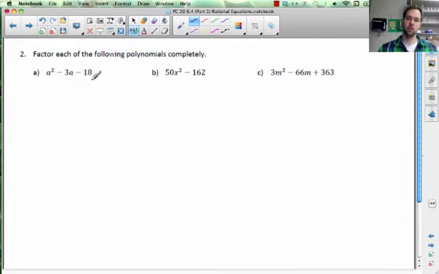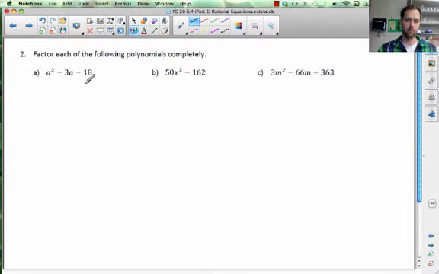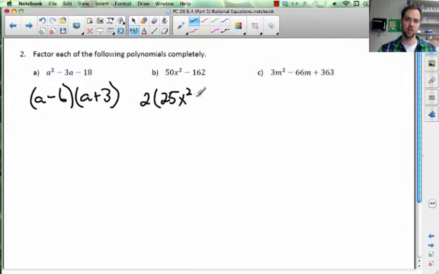Factor each of these. We have just beat factoring to death, but I guess it never hurts to get a little more practice. So multiply to give you negative 18 and add up to negative 3. The answers will be minus 6 and positive 3. There you go. Here we know we can take out a 2. Let's try that first. 2 would leave us with 25x squared minus 81.